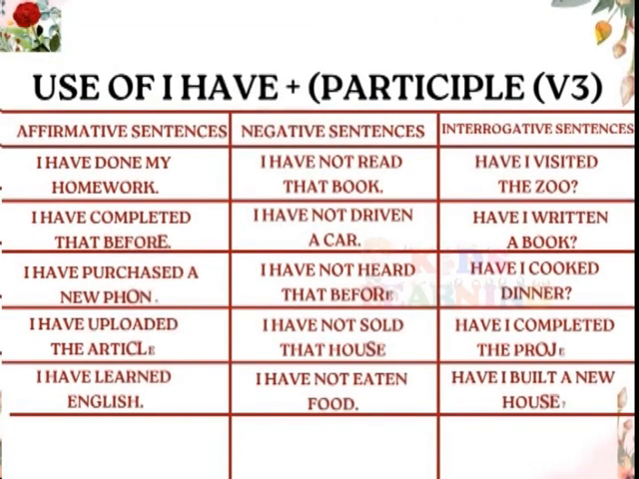Use of I have, participle, V3. Affirmative sentences. Negative sentences. Interrogative sentences. I have done my homework. I have not read that book. Have I visited the zoo? I have completed that before. I have not driven a car. Have I written a book?